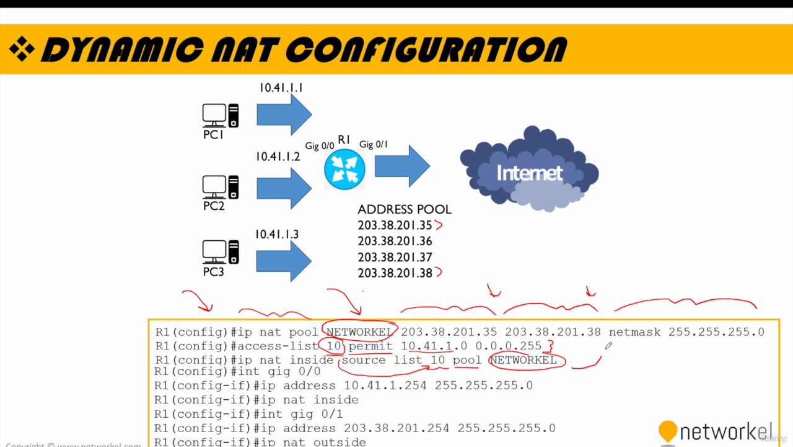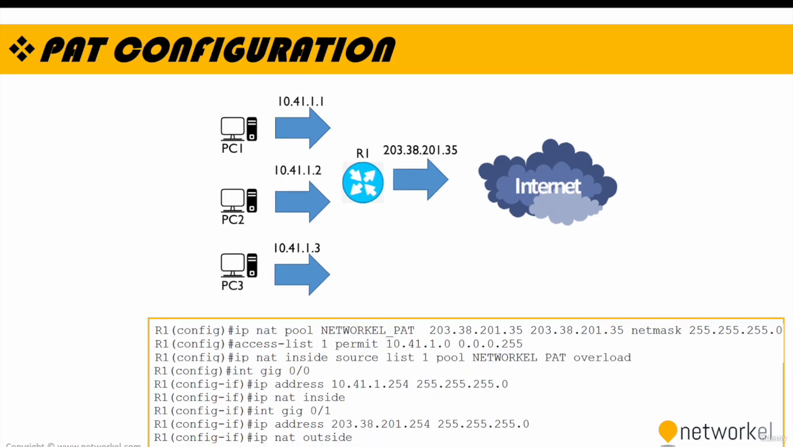Then when I'm defining all these parameters related to my pool and an access list, which is basically to match my internal address usage, I go to my gig0/0 interface. I'm assigning my IP address and typing the command ip nat inside, and I'm going to the gig0/1 interface and assigning the IP address, as well as typing the ip nat outside command. That's it.